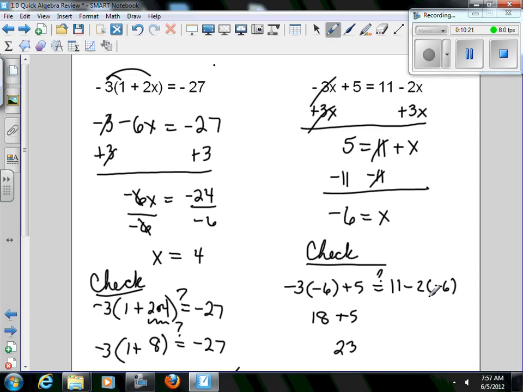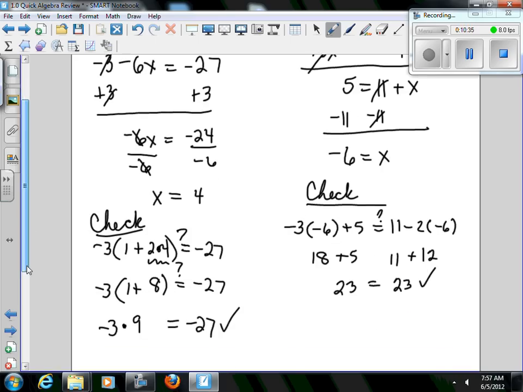On the right, doing the multiplication first, negative 2 times negative 6 is positive 12, so I can write that as a plus 12. And 11 plus 12 does give us 23, so they are indeed equal, and the problem checks.